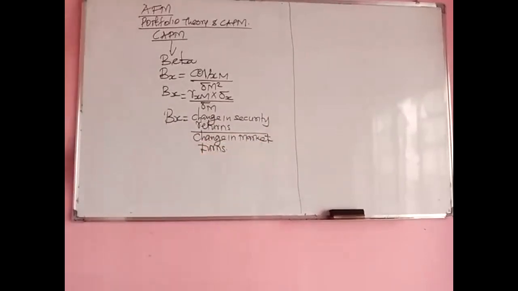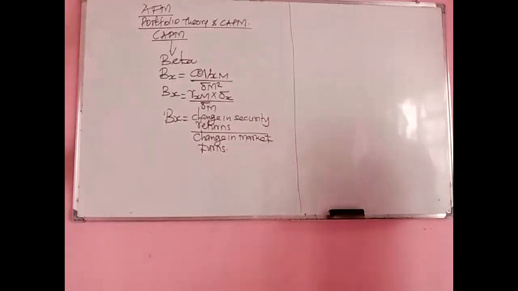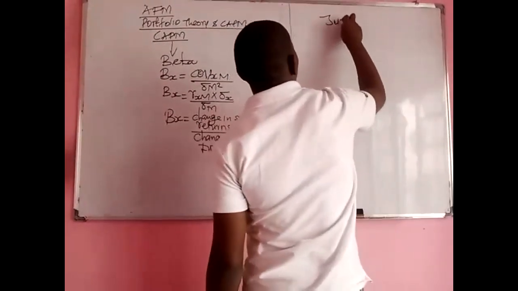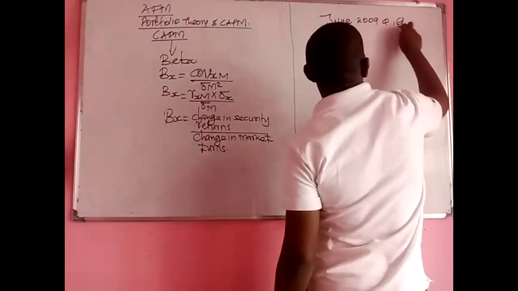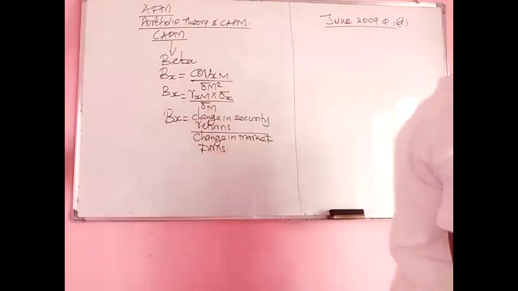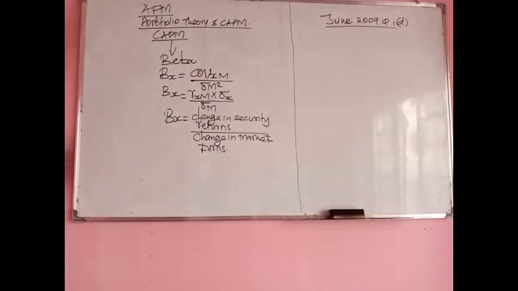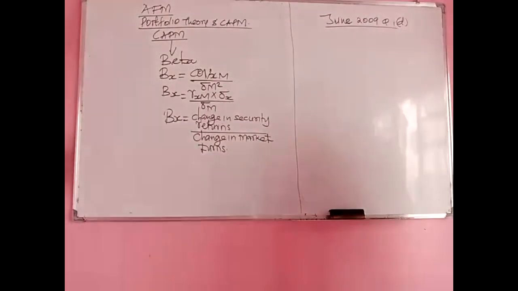Now, in this case, I also want to try two or more questions on the same, to see how we can be able to determine the beta. So I want to use the question from June 2009. That is question number 1D. We see how, again, we can determine the beta, in the sitting of June 2009, question number 1D.